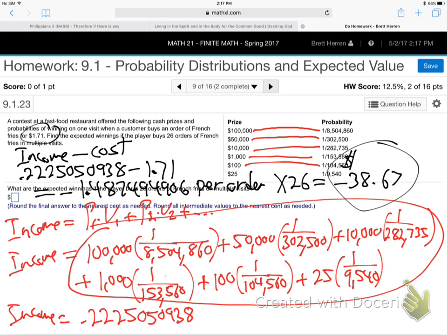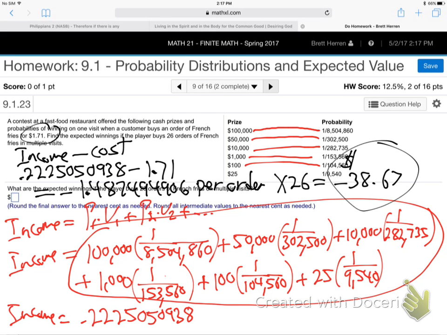So what does that number mean? What does that 38.67 mean? Do you understand what that means? That means if you place 26 orders of French fries, you can expect to lose $38.67. On average, that'll be your total loss. You'll get the fries, and you might get a prize here or there, but when all is said and done, that's what you can expect to lose for those 26 orders.